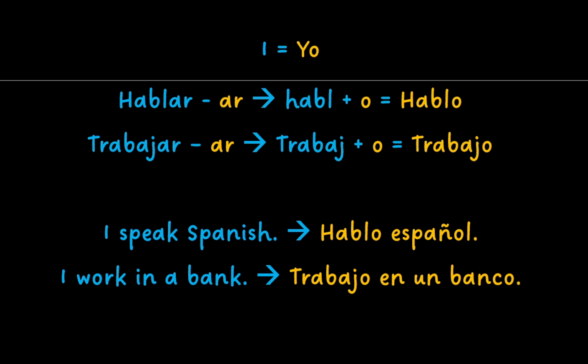I in Spanish is yo, and to conjugate this form, we drop AR and add O. So to say I speak, hablar becomes hablo, and to say I work, trabajar becomes trabajo. I speak Spanish is hablo español. I work in a bank is trabajo en un banco.